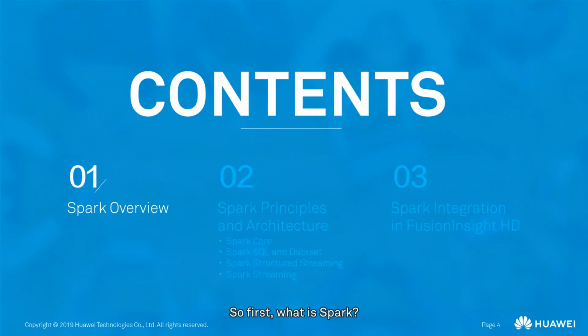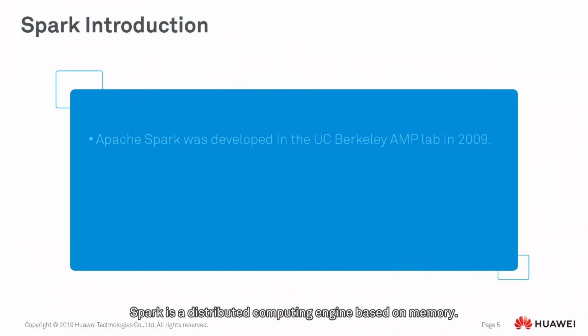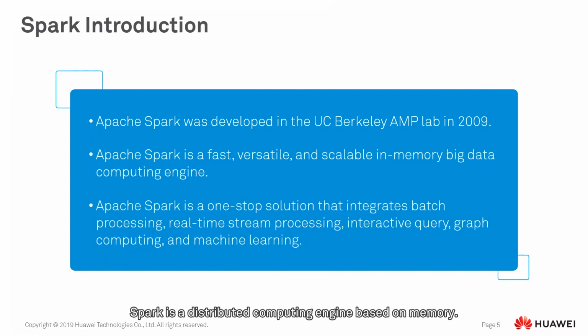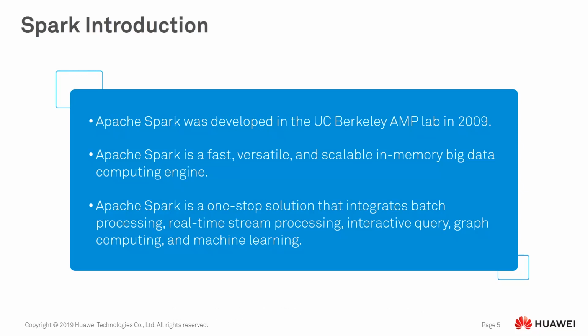So first, what is Spark? Spark is a distributed computing engine based on memory. It stores the intermediate processing data in memory. This is the feature that is different from traditional computing engines like MapReduce.